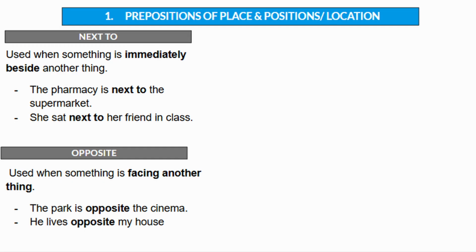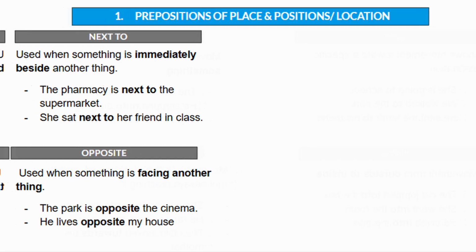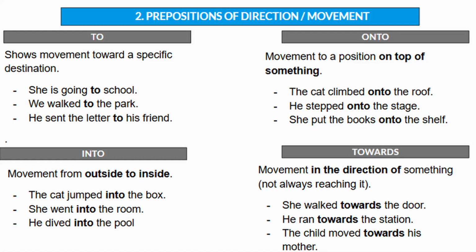Secondly, we are going to talk about the prepositions of direction or movement. We have different types of these prepositions of direction. Number one, we have the preposition to. This preposition to shows movement toward a specific destination.